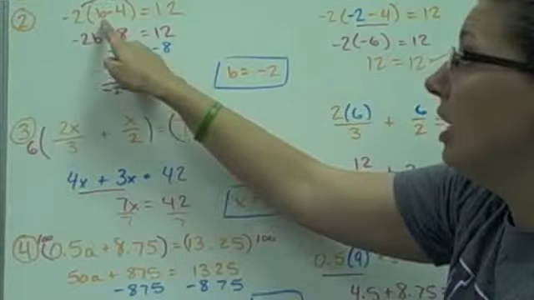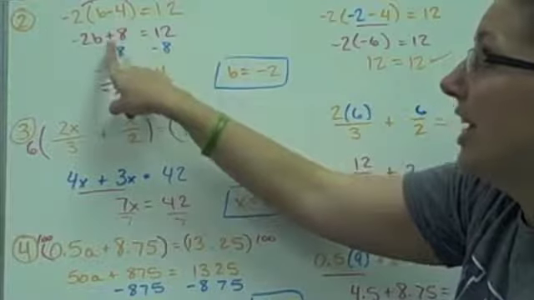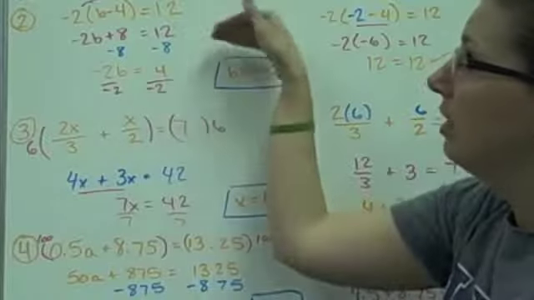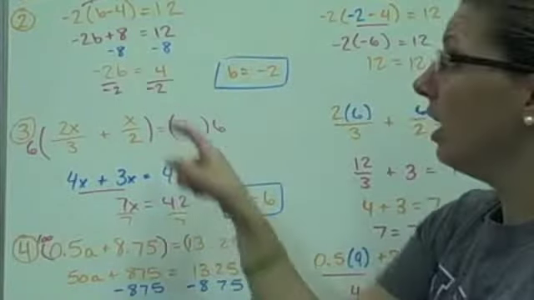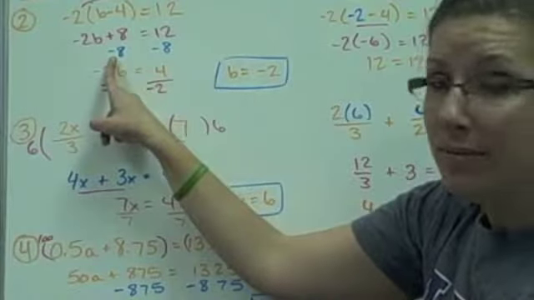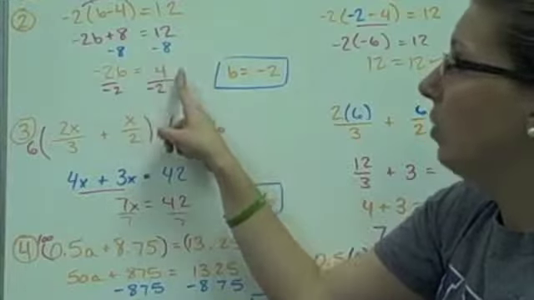Negative 2 times b is negative 2b. Negative 2 times negative 4 is positive 8 because a negative times a negative is a positive. Bring down the equals 12. Now I need to undo the adding 8 with subtracting 8. So I subtract 8 from both sides. 12 take away 8 is 4.